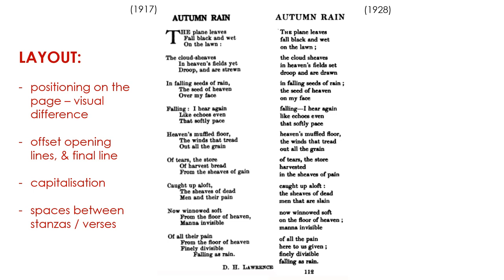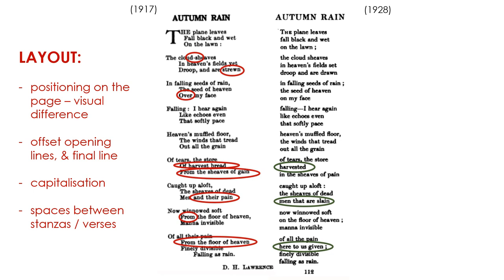So actually, I think these poems do look quite different, even though they are essentially the same poem. There are not that many changes between the early version and the late version in terms of the content, as you can see here. There are a few differences. So "cloud-sheaves" is hyphenated in the earlier version. It's not in the later one. "Strewn": these cloud sheaves are strewn in the earlier version. They're "drawn" in the later one.